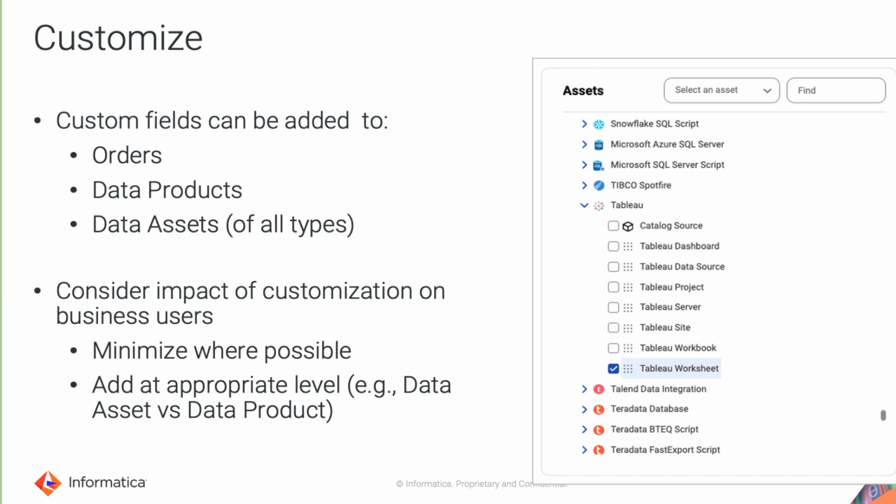The appropriate place in that example to apply the custom fields would be at the asset level. You apply one to your Tableau worksheet and a totally different one to your Snowflake view. That is the appropriate level to add your customization. So make sure you're doing it in the right place.